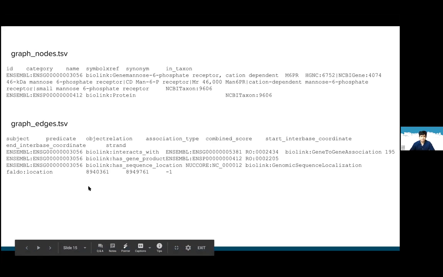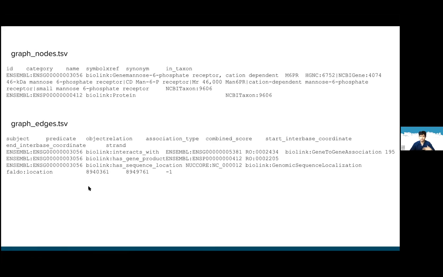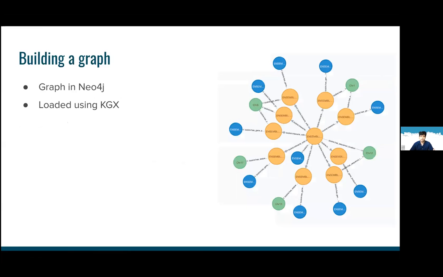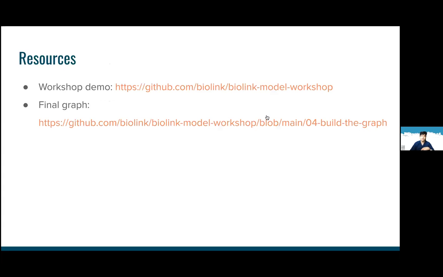Okay, so this sort of representation makes it easy for exchanging graphs, and it is very similar to what we would see in Neo4j. So if we were to load this graph, this is how the graph would look, where we have a central protein that interacts with other proteins. Each protein has its gene, and the central gene links with other genes. Each gene has its own protein, and we have location information where the genomic coordinates themselves are represented as part of the edge.